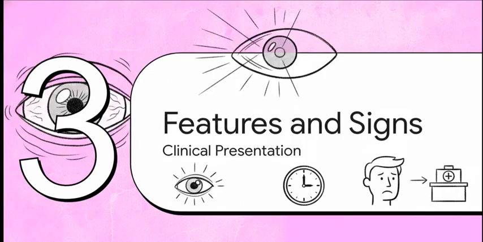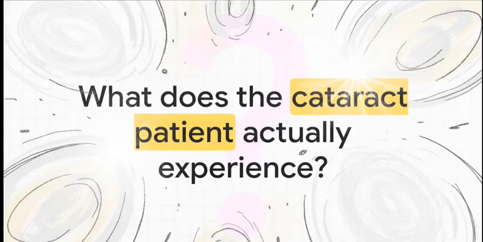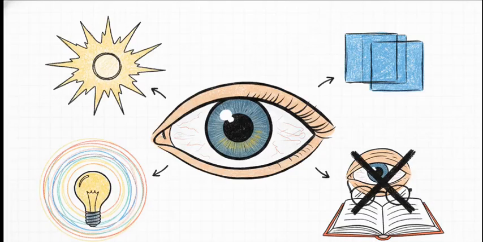Okay, Section 3, Clinical Features and Signs. Let's talk about the actual presentation. As medicos, before we even think about touching the slit lamp, we need to step into the patient's shoes. What are they actually feeling? What are the hallmark visual disturbances they're going to complain about before their vision goes completely dark? These symptoms are your classic clinical breadcrumbs.